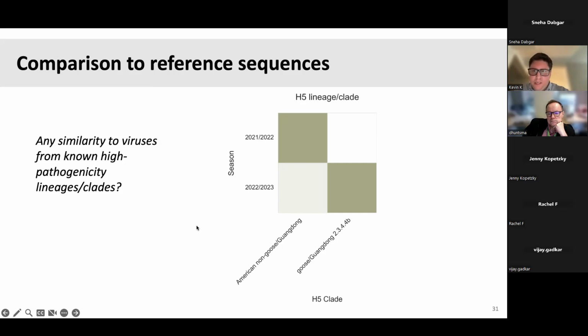So in this heat map here, each row is one of the surveillance seasons, and each column is a lineage/clade of H5 virus. And what you can see is that in the first season, the 2021-22 season, all of the H5 fragments had their best matches to local American non-Goose Guangdong H5 viruses. Now, the following season, in 2022-23, almost all of the H5 fragments were from Goose Guangdong clade 2344 viruses.